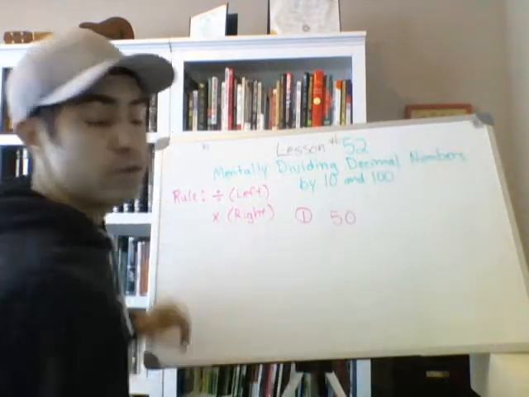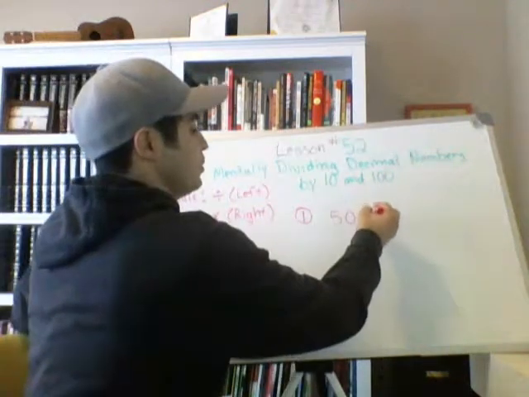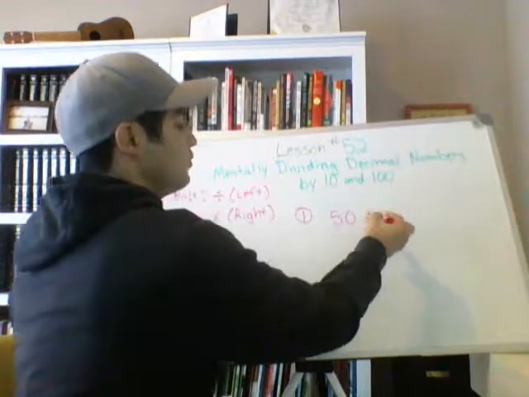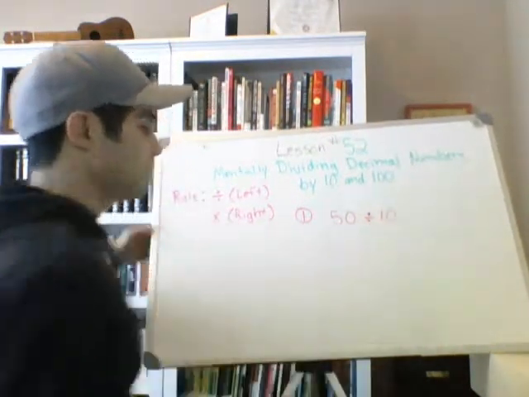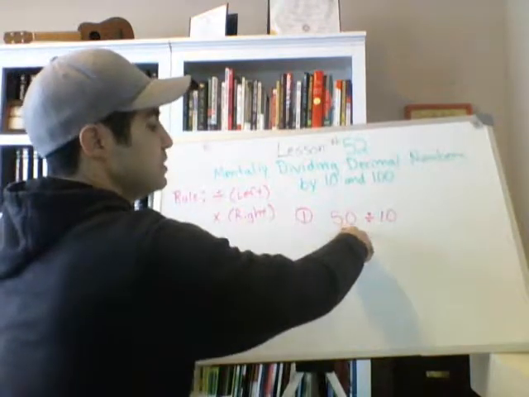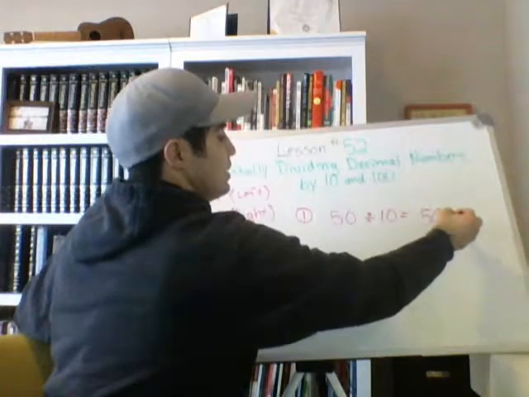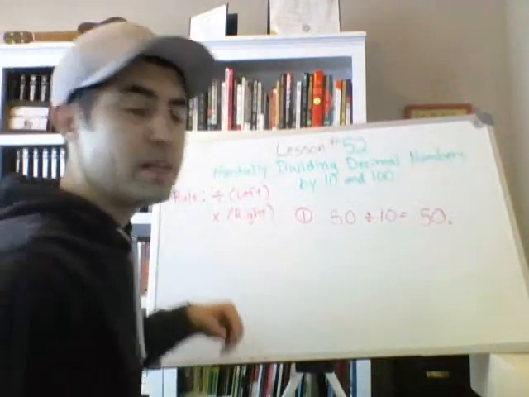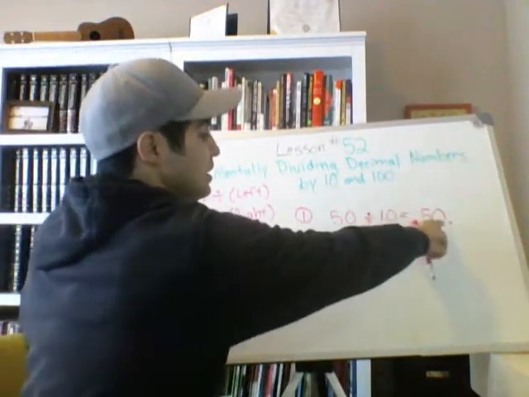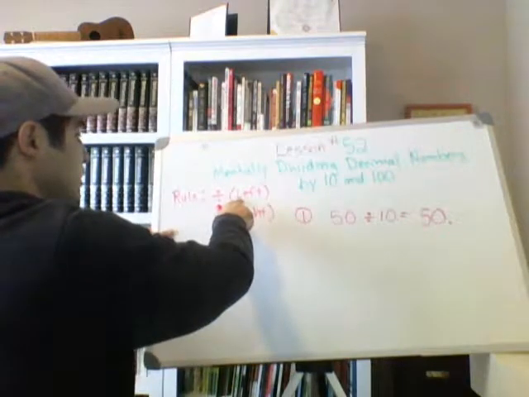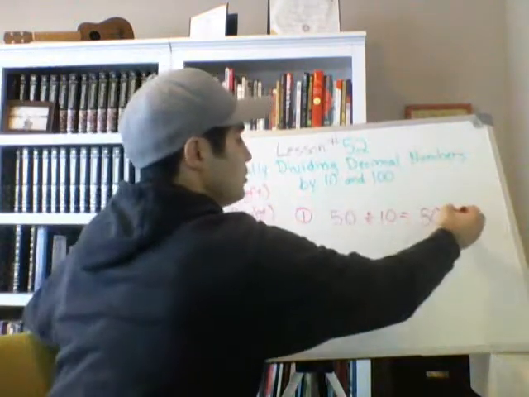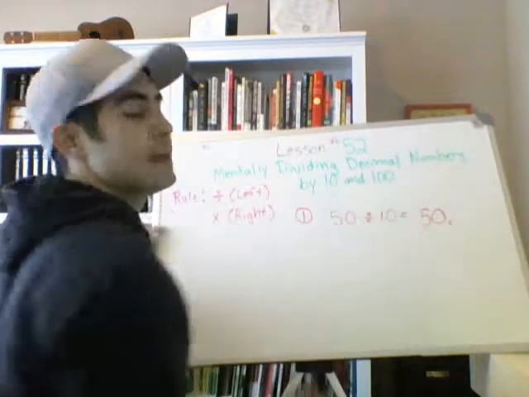Now, how far to the right or the left do you move it? That depends on what you're dividing by. So if you divide by 10, that means you're going to move the decimal point, which in this case, the decimal point for 50 is right there, directly to the right of the ones place. Alright, so if you're dividing by 10, your division means you're moving the decimal point to the left. How many places left depends on how many zeros.